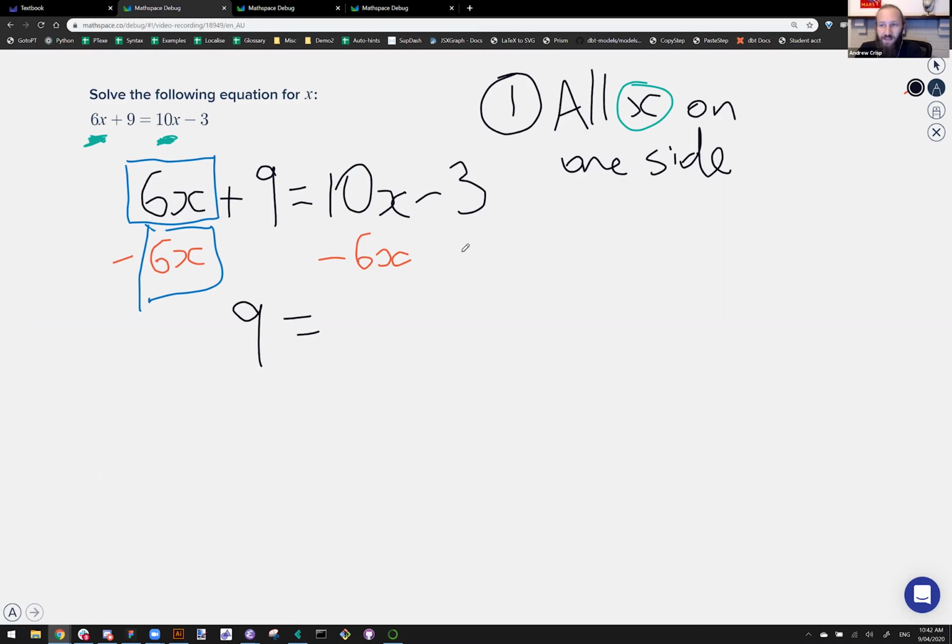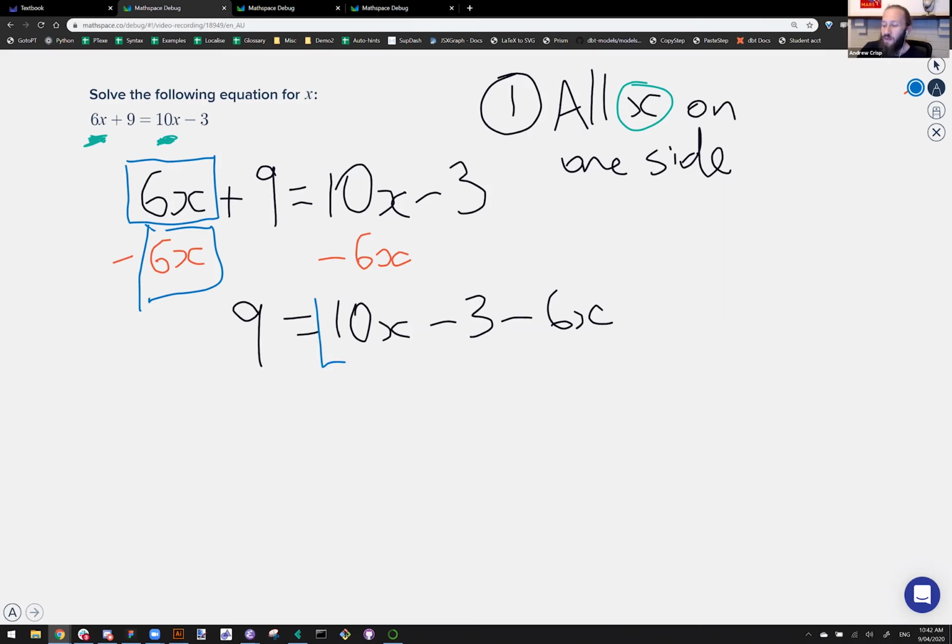What about this? Let's say you don't know. Let's just write it. 10x minus 3 minus 6x. Sometimes I like to think about it a bit more dynamically. You can think about this 6x moving across to the other side and swapping signs. You don't necessarily have to write it out like the minus 6 on both sides. So what do we do?